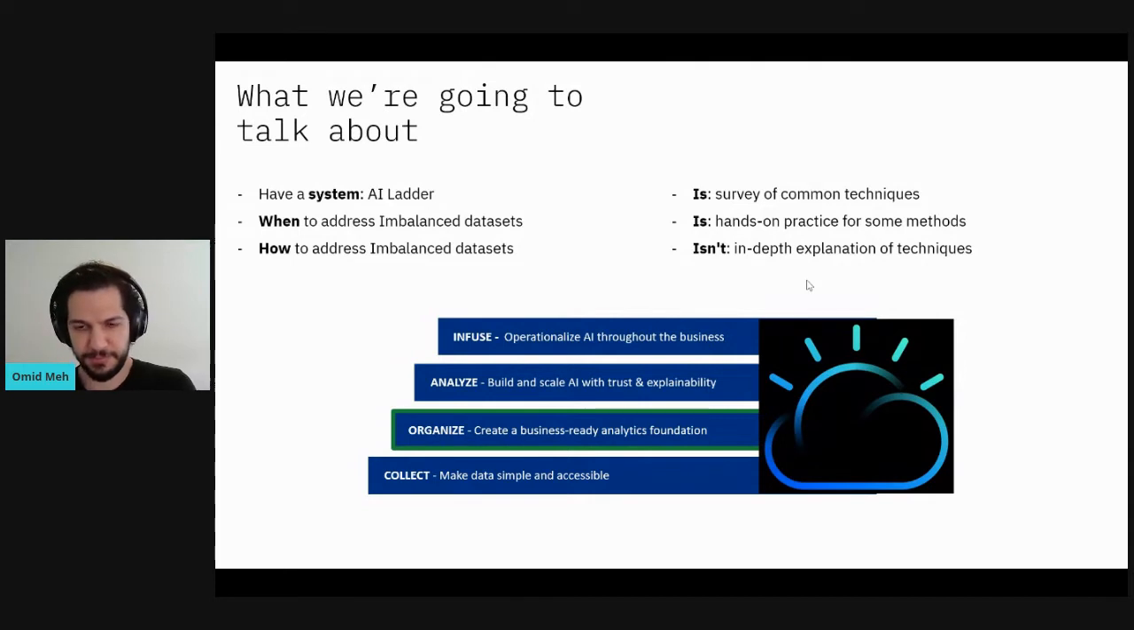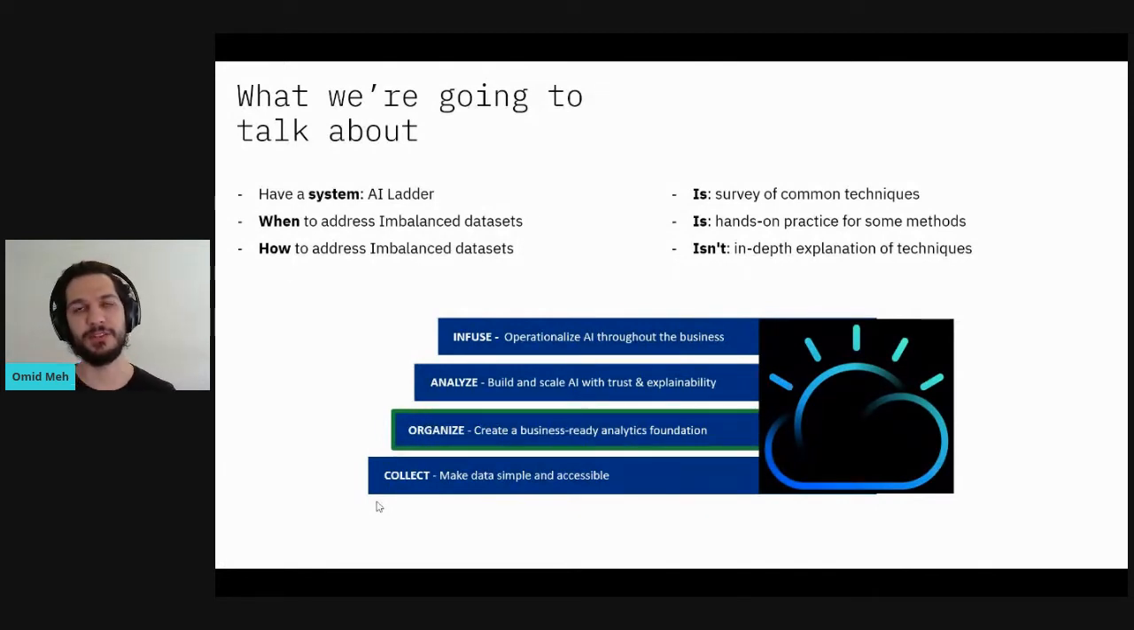Before we go further, I want to do a little bit of level set of what the session is about and what it isn't about. So first and foremost, what can we do about this data skew? I'm going to follow this AI ladder. This is IBM's prescriptive way of how you can approach your AI end to end. It's a simple 4-step ladder.